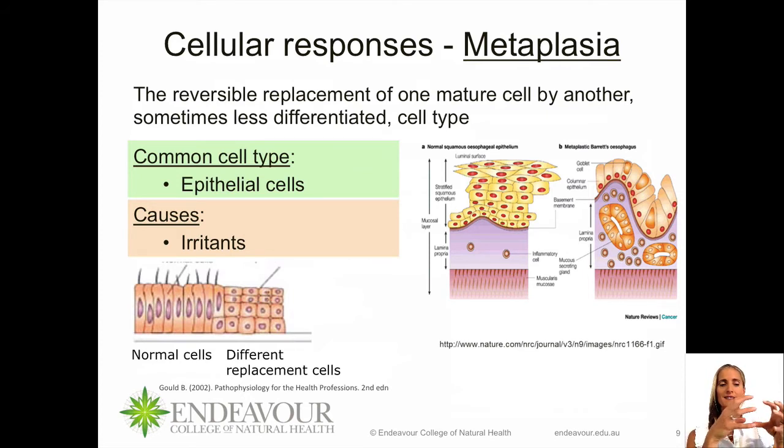So basically it's cells changing or moving from one place to another and turning into different cells that shouldn't really be in that place. Often after people have been given endoscopy results, they'll say, oh, the specialist said that I had stomach cells in my esophagus, and this is what they're talking about.